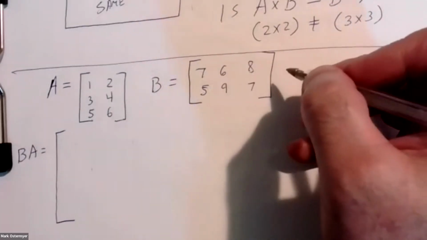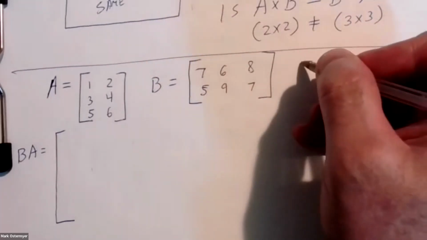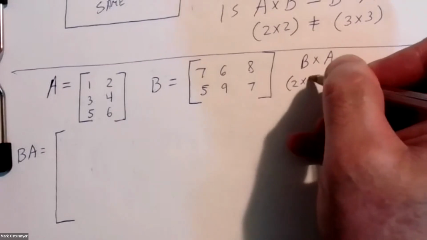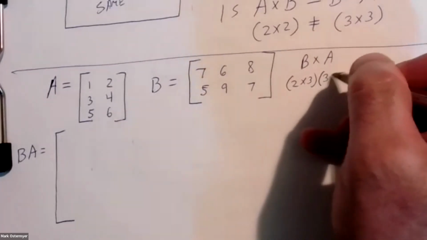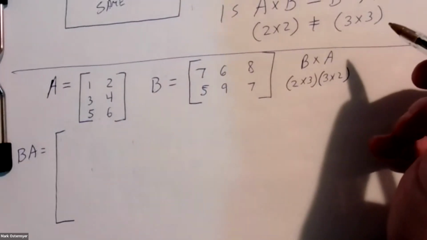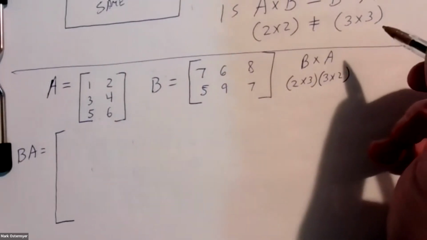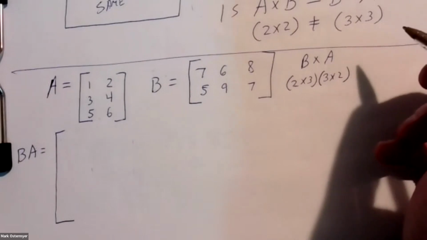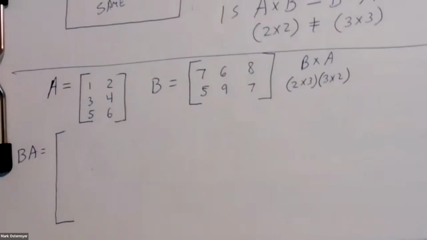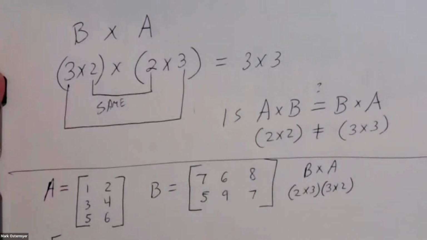So matrix B is a 2 by 3. So B times A is going to have me taking a 2 by 3 and multiplying it by matrix A, which is a 3 by 2. Is that correct? 2 by 3, 3 by 2. Wait a minute, was that the same thing I set up here?